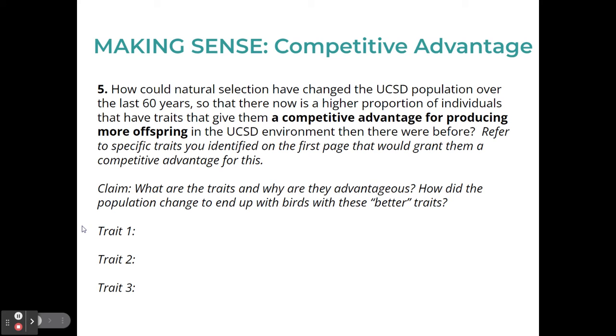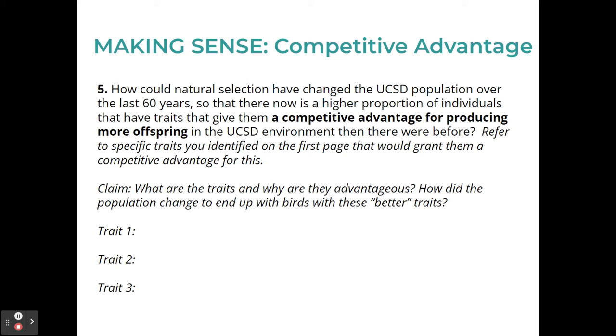So let's try and make this make some sense. We're going to ask the question, looking back to knowing our 4 steps of natural selection, how could natural selection have changed the population over the last 60 years so that there's now a higher proportion of individuals that have traits that give them a competitive advantage for producing more offspring in the college environment than there were before? So you're going to refer back to specific traits that we identified on the first page that granted them a competitive advantage. So what are some of those traits?